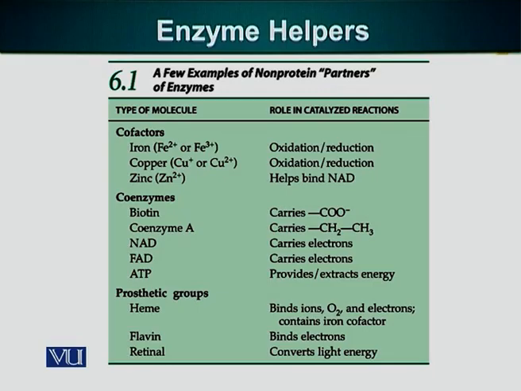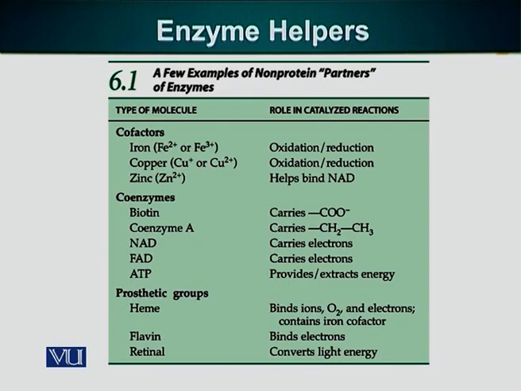Copper also facilitates oxidation and reduction reactions. Zinc helps a type of protein, an enzyme protein. Coenzymes. The examples are biotin, which carries the carboxyl group, coenzyme A, NAD, FAD, and ATP. ATP can also be considered a coenzyme for different enzymes.